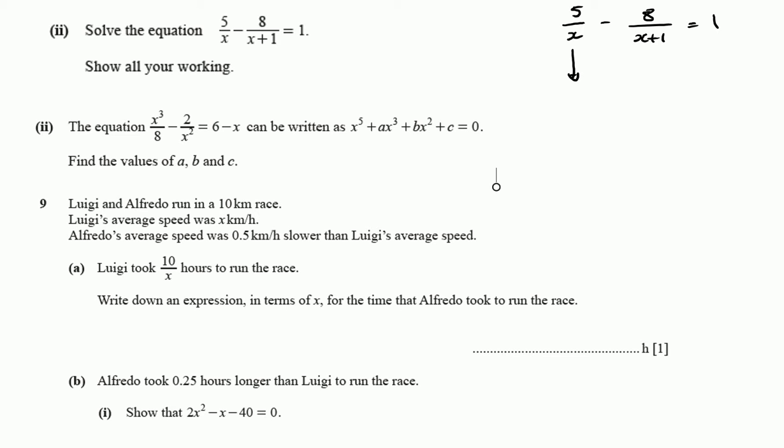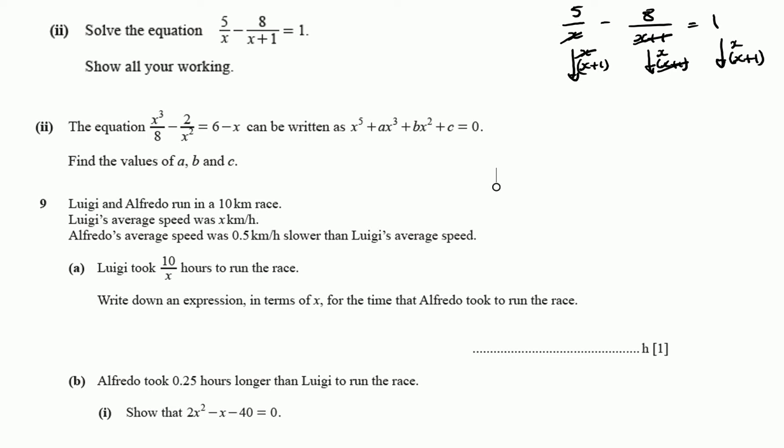So I'm going to multiply by x, and I'm going to multiply by x plus 1. I'm going to do that on every term, making sure I remember to go across the equal sign as well. Dividing by x and multiplying by x cancel out. Dividing by x plus 1 and multiplying by x plus 1 cancel out. And I now follow the instructions that I've created.